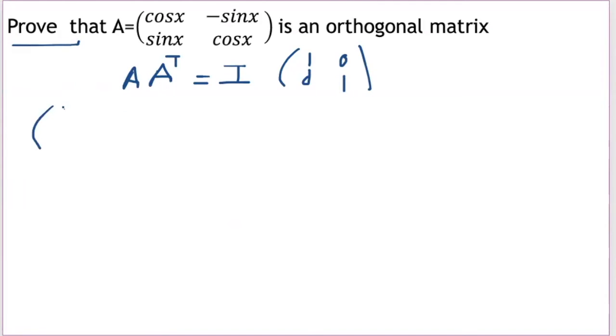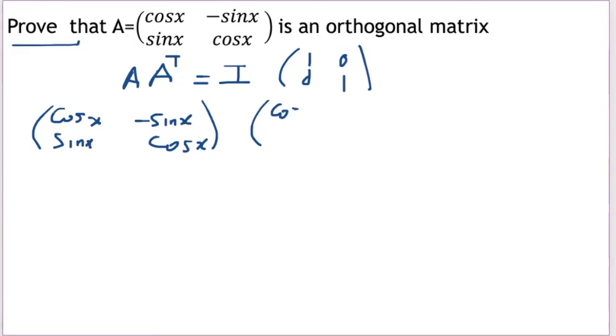So I know that A is cos x, sin x, minus sine x and cos x. So this is A. The transpose of this, I'm going to change the first row into a column. So I will have cos x, then minus sine x, followed by the second row, which I will change into a column. So it becomes sine x, cos x.